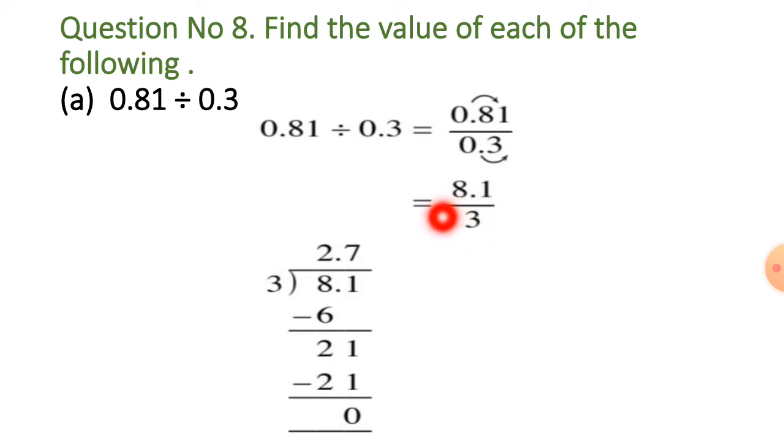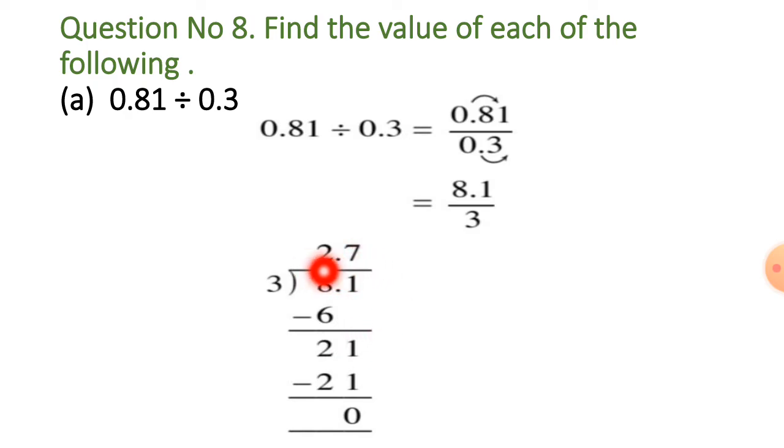3 is a whole number, so we are going to divide. 3 twos are 6, and 8 minus 6 becomes 2. 1 comes down from the top. 3 sevens are 21. If we subtract this, it becomes 0.